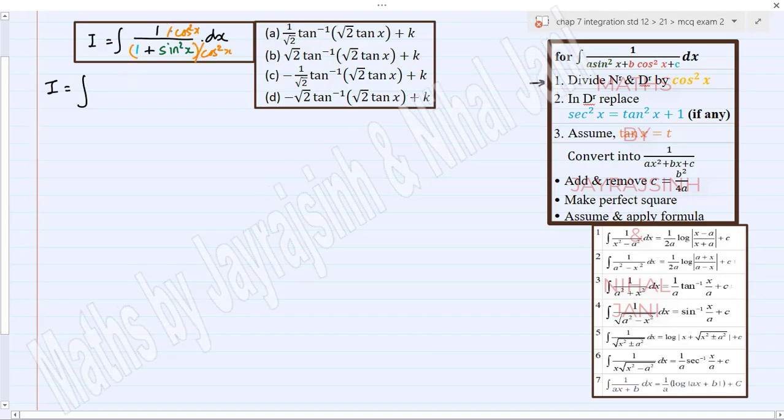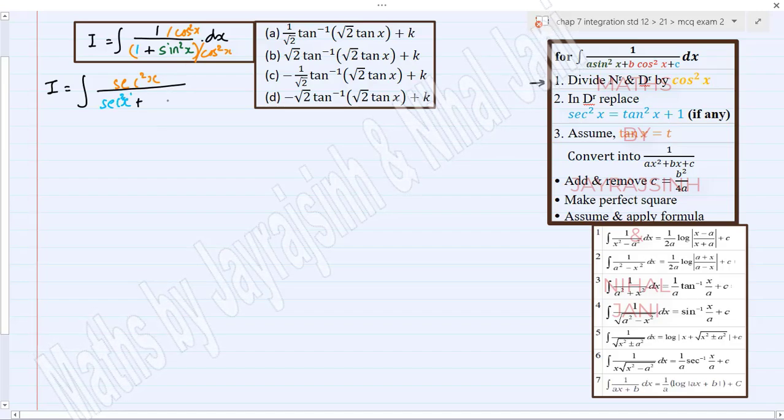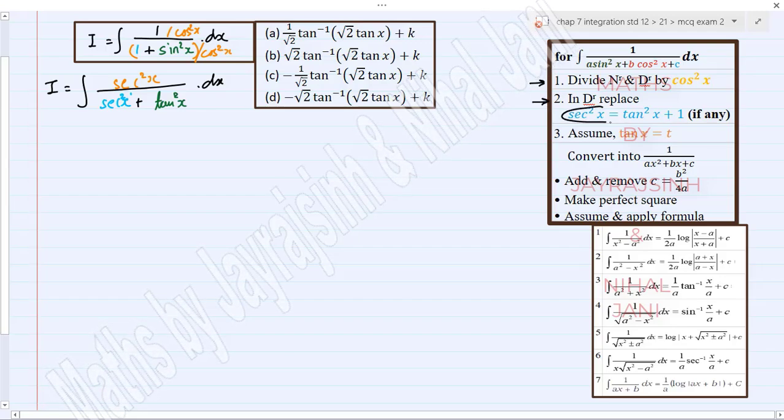So in numerator 1 upon cos square x will become sec square x, and in denominator 1 upon cos square x will become sec square x, and sin square x upon cos square x will become tan square x. Now we have to replace sec square x by tan square x plus 1.